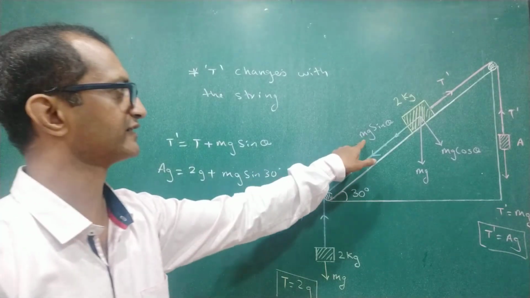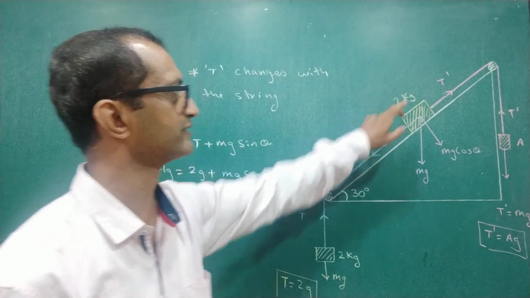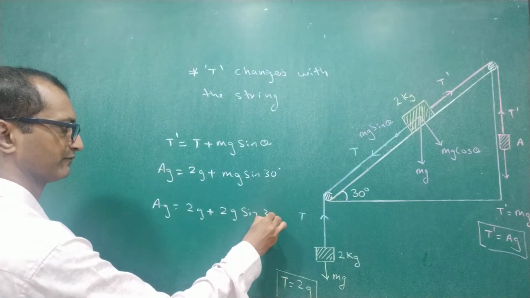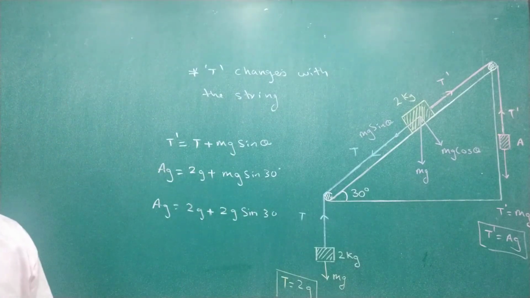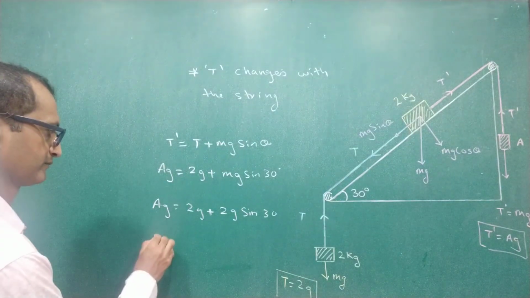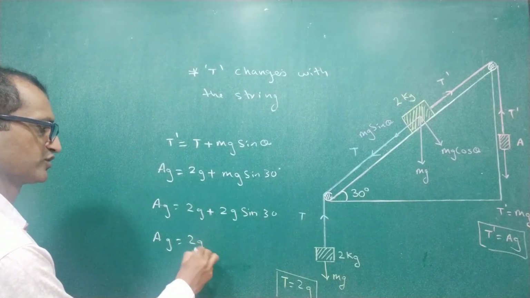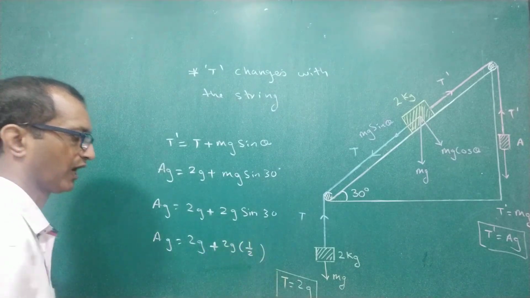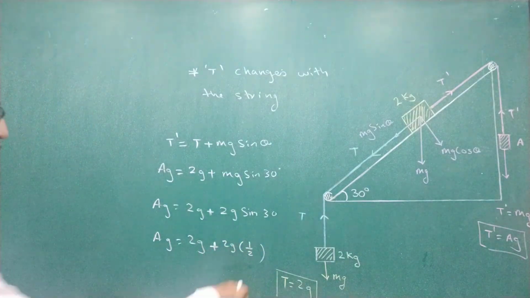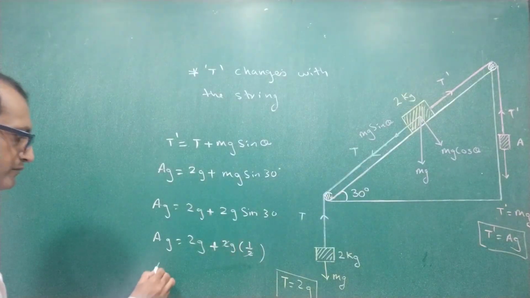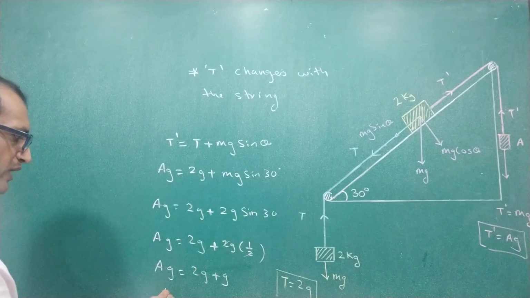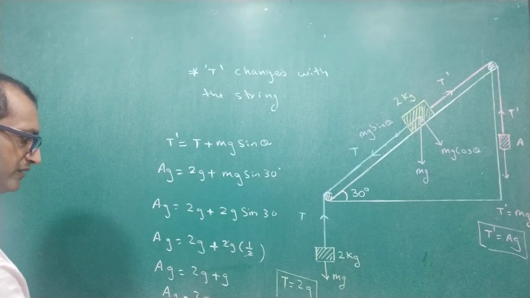We know mg sin theta is a component over here, so the value of m in this case is 2. So again 2g sin theta. We know the value of sin theta is half. So Ag is 2g plus half of 2g. 2 and 2 get cancelled. So Ag is 2g plus g. So I get Ag is equal to 3g.